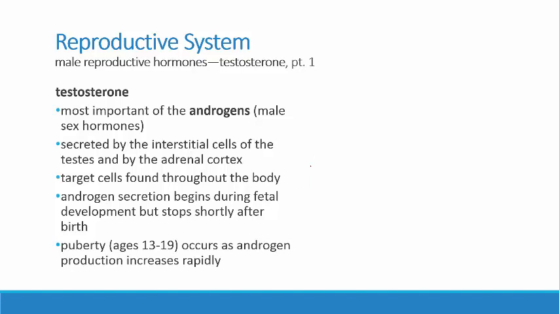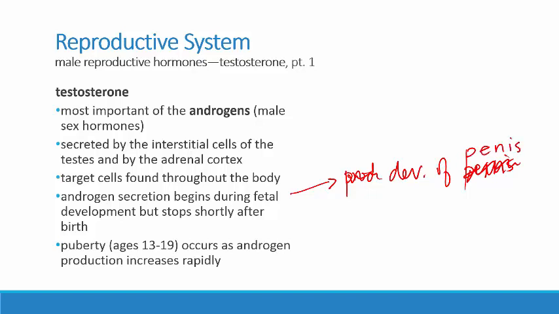So in response to testosterone in the fetal body, we see the development of a penis from the erectile tissue, and, dadgummit, I can't spell penis. Let's try that again. P-E-N-I-S. So we see the development of the penis from some primitive erectile tissues, and we see the development of the testes.